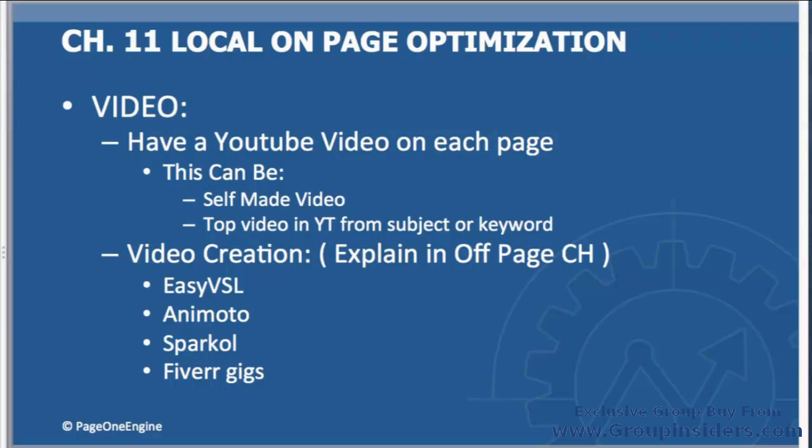So if I don't have a self-made video, I'll just grab that from YouTube. Or when you watch the off-page chapter, you can find out ways to create your own videos really quickly. And what I do is just pump these videos out for all the keywords and put them on each page. Now, some video creation tools I use, I'll go over really quickly in this chapter, but they're all going to be explained in the off-page chapter: Easy VCL, Animoto, Sparkle, and hiring someone from Fiverr to do a testimonial.